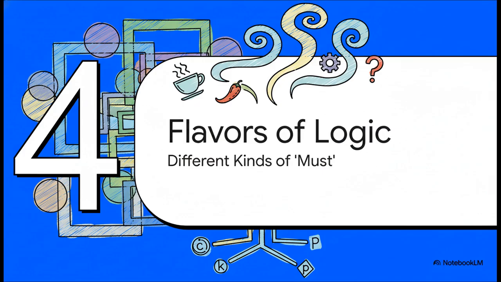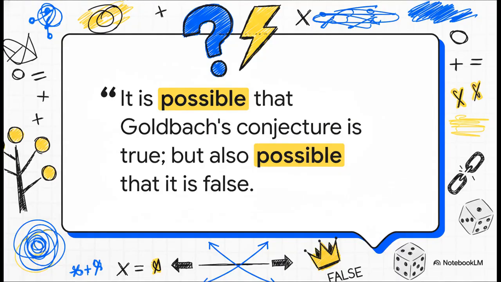It's not just one single system of logic, it's a whole family of logics. Each one has its own unique flavor, depending on what possible means in that particular context. So, take a famous unsolved problem in math, Goldbach's conjecture. Nobody has proven it true or false yet, so based on everything we know right now, it's possible that it's true, and it's also possible that it's false. Either outcome is on the table, which leads us right into our first flavor.